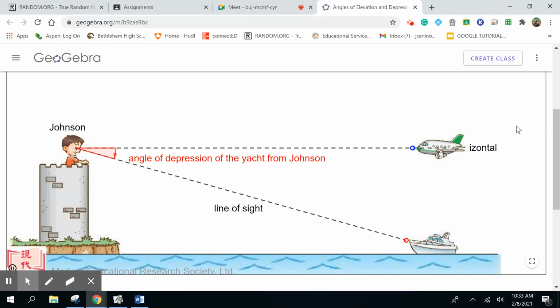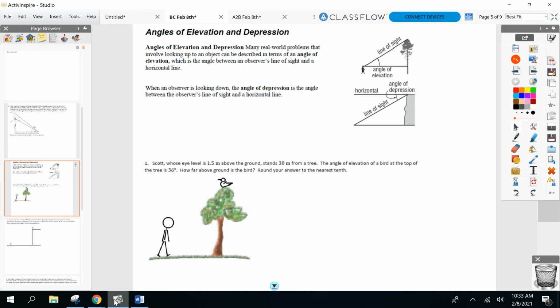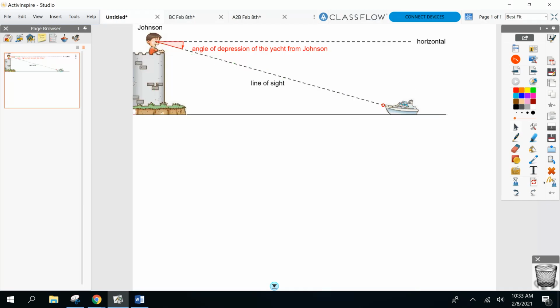The angle of depression is still formed by that horizontal line. I should probably get the plane out of there. There you go. Still formed by the horizontal line, but now you're looking down at something. So looking up, I form this angle called the angle of elevation. Looking down, I have an angle of depression. Now, here's the one thing about depression. If you guys at home want to keep playing around, go ahead. Here's exactly what I just copied of what I had on the screen. I need you guys here to help me out.